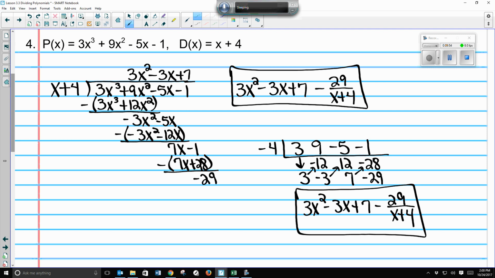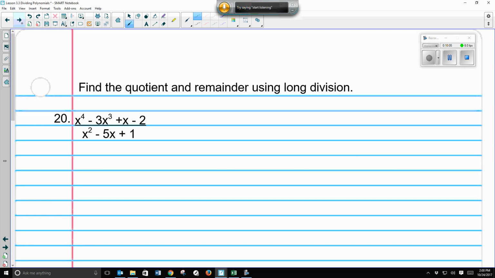Yeah, really. The problem is you have to know both ways because you don't always divide by a linear factor. For example, in this one, you cannot use synthetic division. Now let's look at this. We're going to use long division, not just because they tell you, but because we cannot use synthetic on this one.